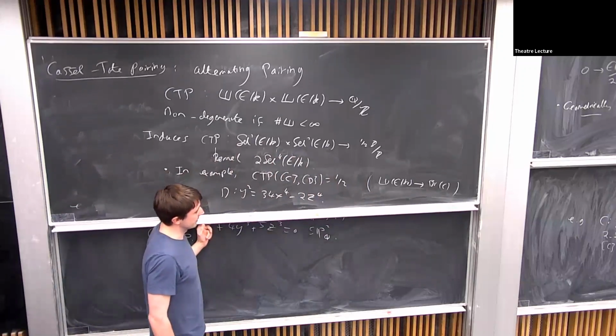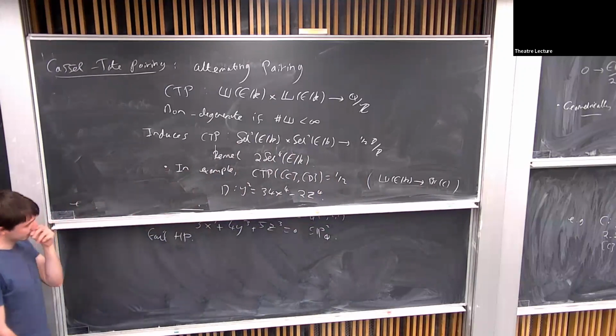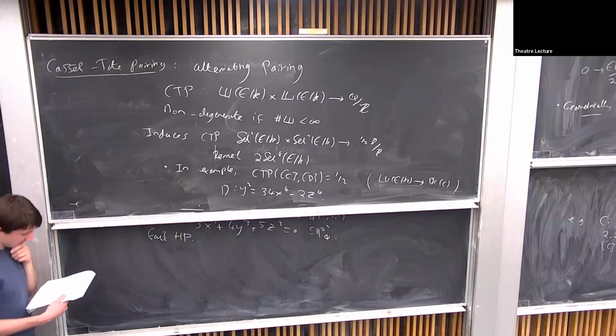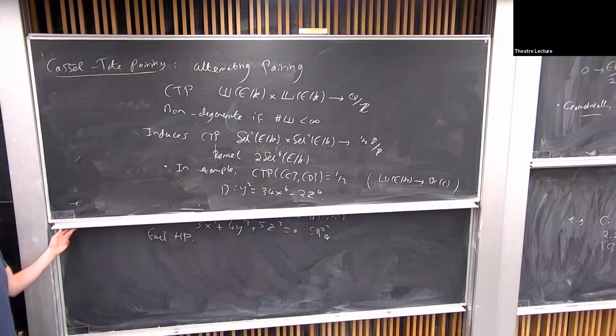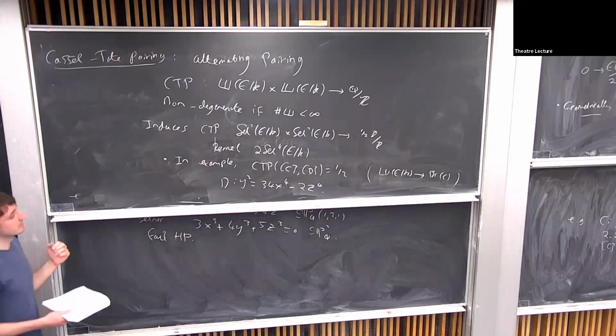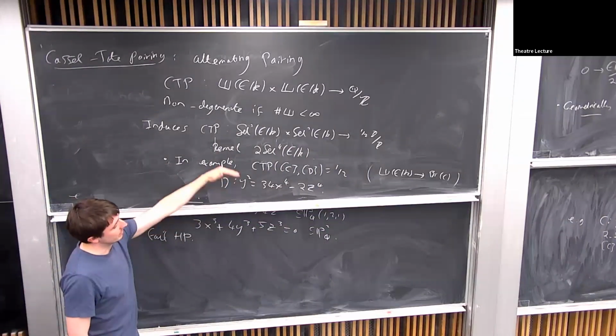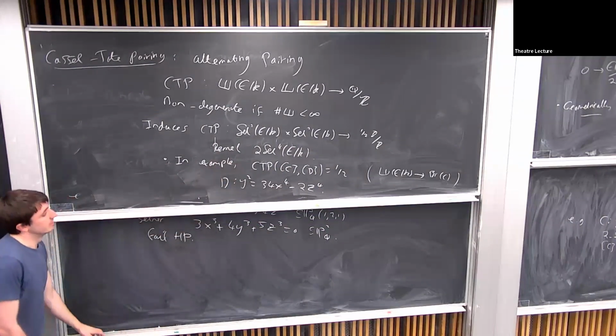That's probably as much as I want to say about how you define this. But in this way, what you show is that if the Shafarevich–Tate group of elliptic curves is finite, then the Brauer–Manin obstruction is the only one to having rational points on genus 1 curves.